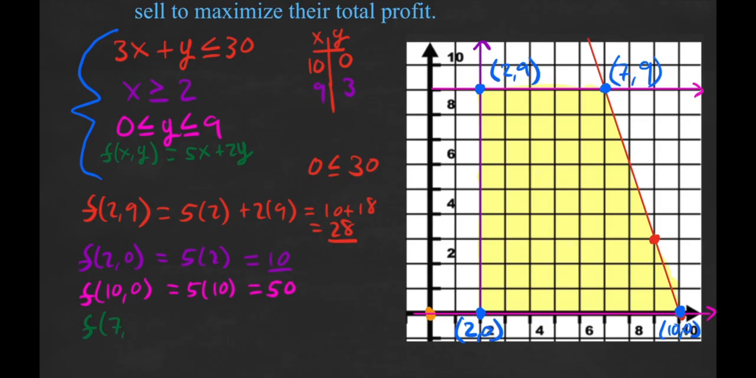And lastly, if we want to do f of 7, 9, this would give us 5 times 7 plus 2 times 9, which gives us 35 plus 18, and that equals 53. The largest is 53, so our maximum total profit is $53.